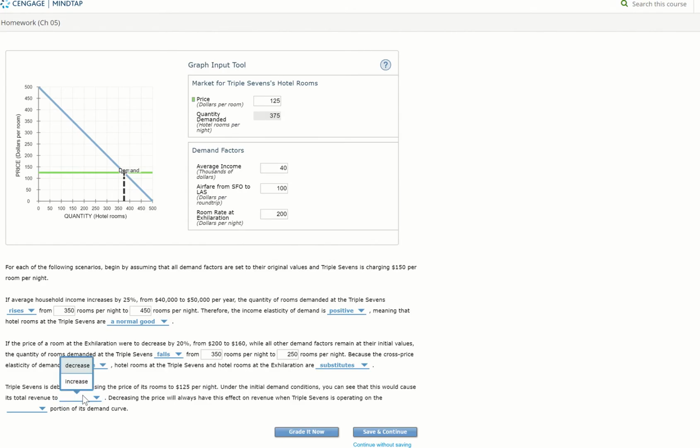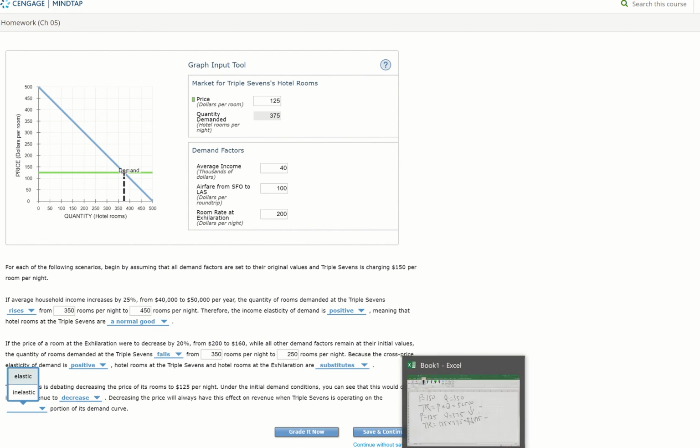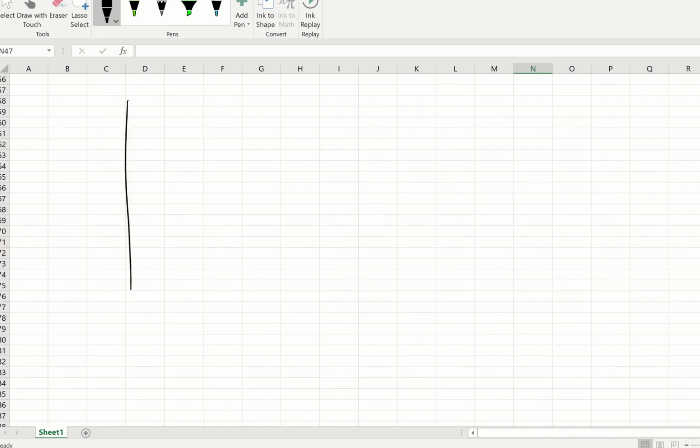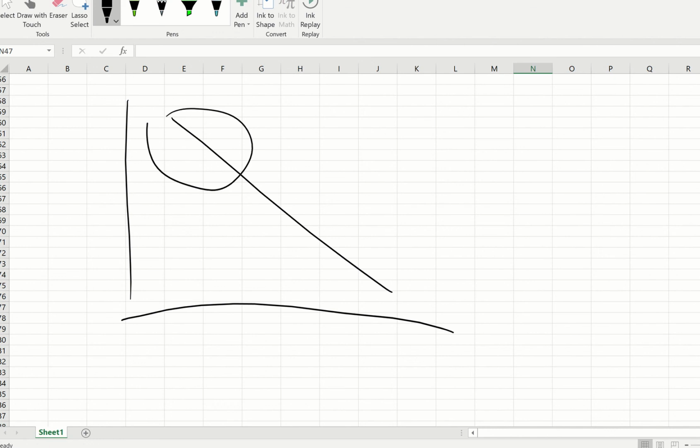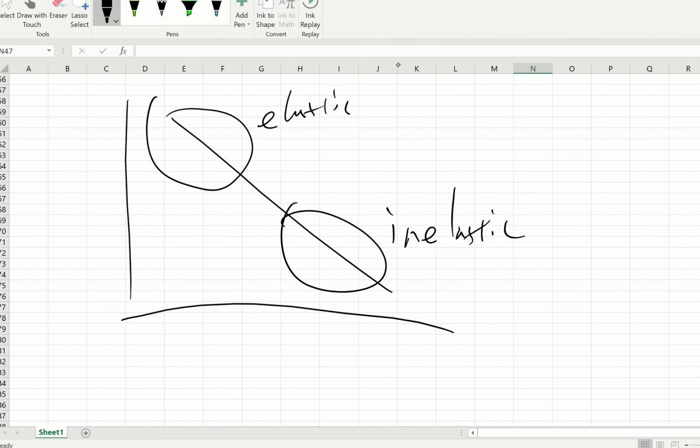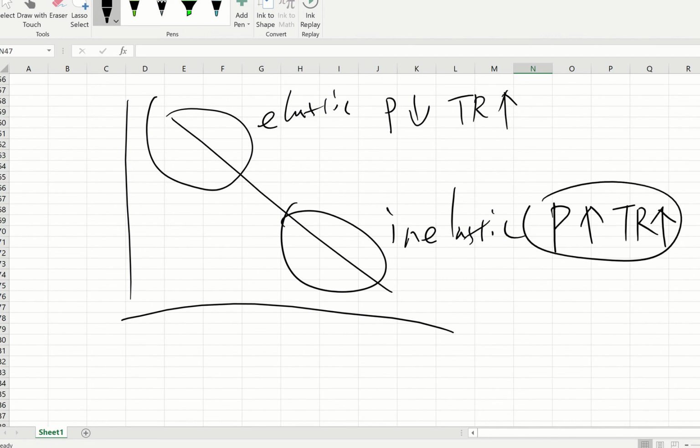So total revenue decreases. Decreasing the price will always have this effect on total revenue when 777 is operating on which portion of the demand curve? Our answer choice is either elastic or inelastic. A little review from chapter 5: if you draw your demand curve, the top portion of the demand curve is the elastic demand, and the bottom portion is the inelastic demand. For elastic demand, a company can lower prices to increase total revenue, so total revenue and prices go in opposite directions. But in an inelastic demand curve, a company can increase prices to increase total revenue. So this is the same direction.